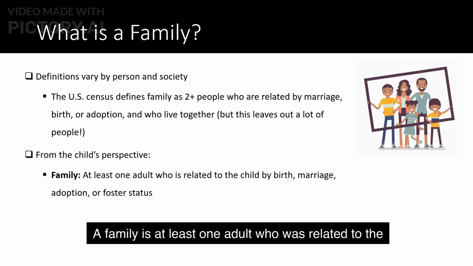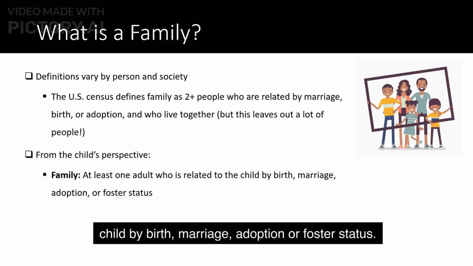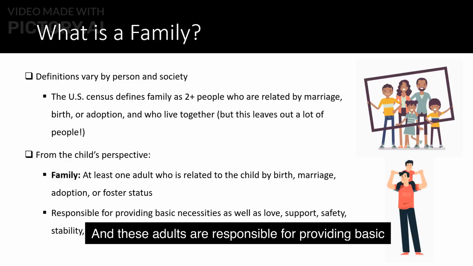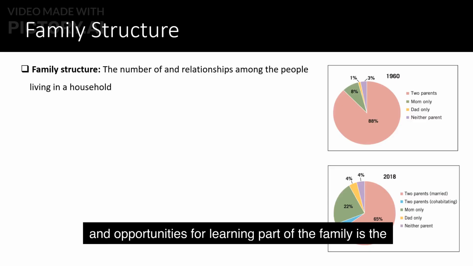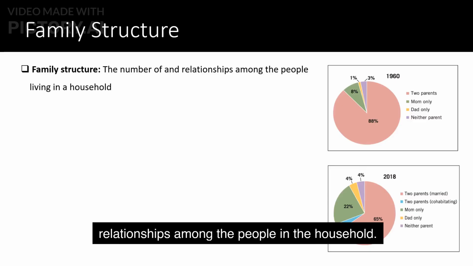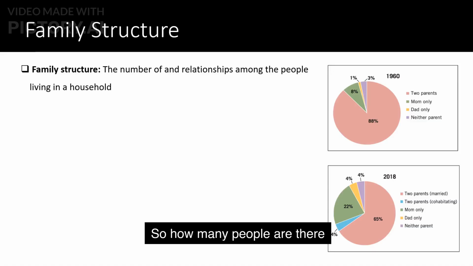To a child, a family is at least one adult who is related to the child by birth, marriage, adoption, or foster status. And these adults are responsible for providing basic necessities, as well as love, support, safety, stability, and opportunities for learning. Part of the family is the family structure, which is the number of and relationships among the people in a household. So how many people are there and how do they know each other?